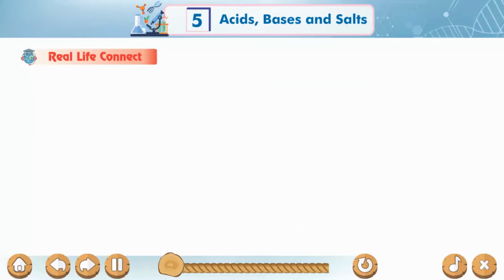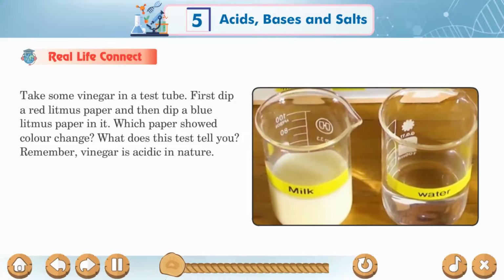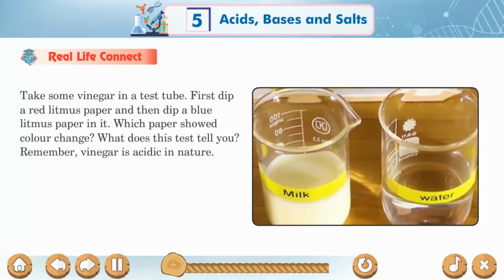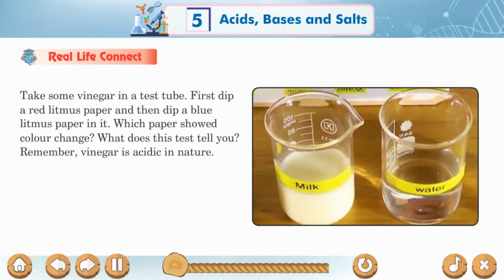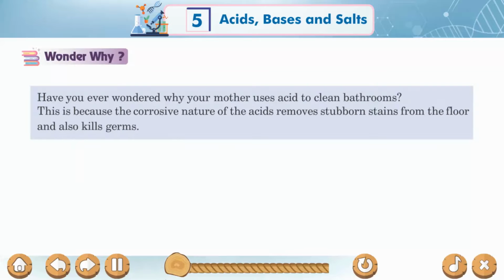Real life connect. Take some vinegar in a test tube. First, dip a red litmus paper and then dip a blue litmus paper in it. Which paper showed color change? What does this test tell you? Remember, vinegar is acidic in nature. Wonder why? Have you ever wondered why your mother uses acid to clean bathrooms? This is because the corrosive nature of the acids removes stubborn stains from the floor and also kills germs.